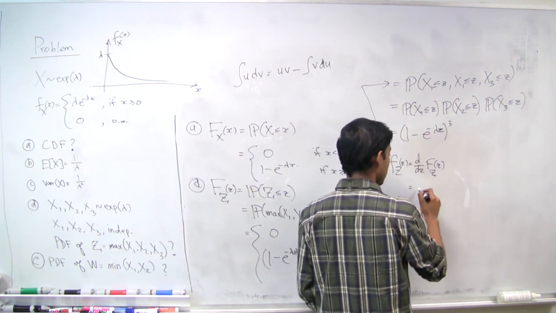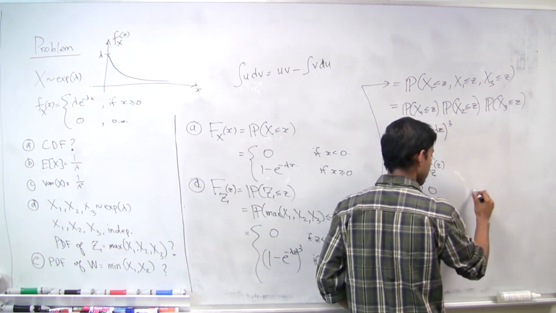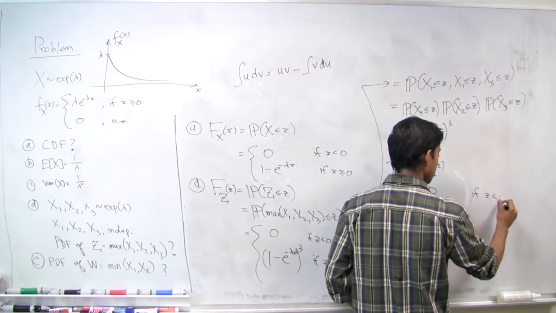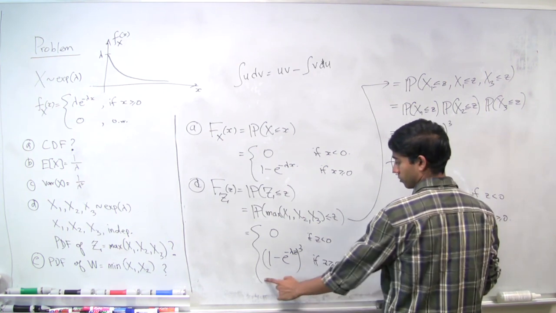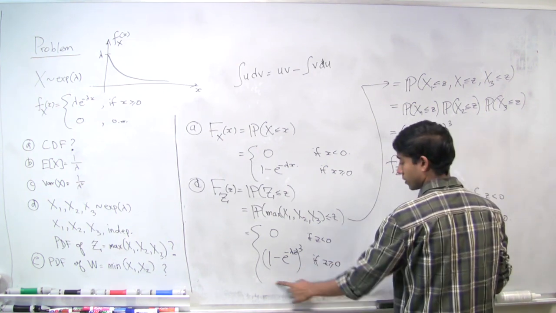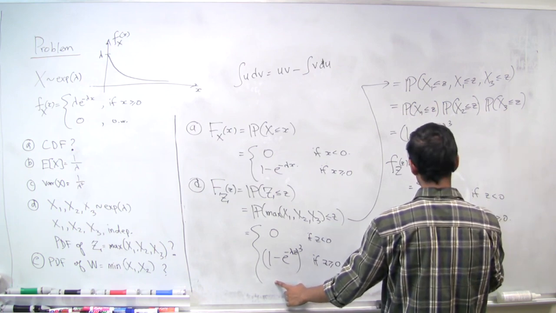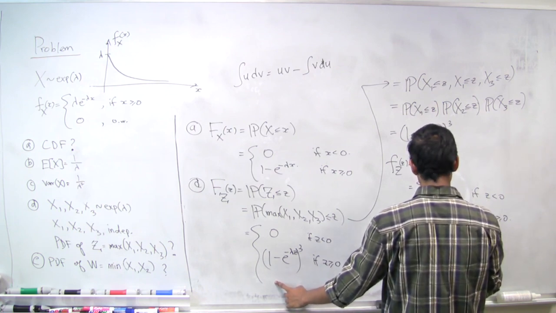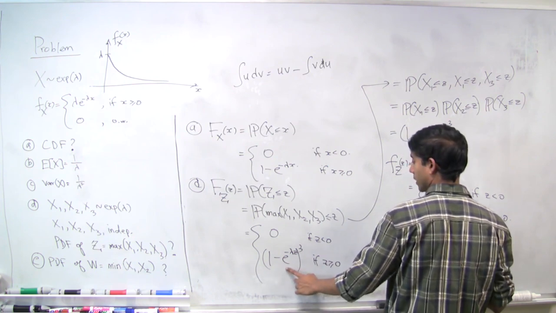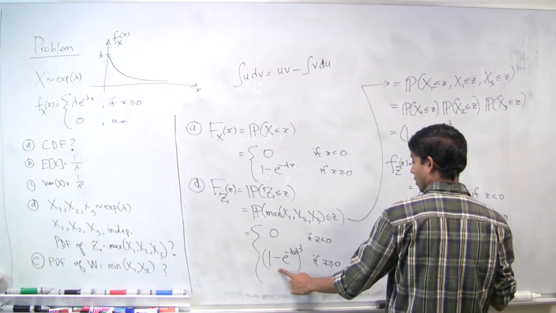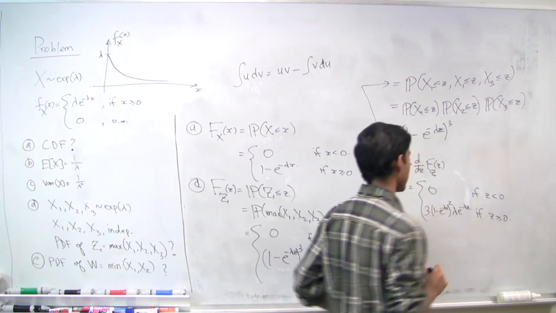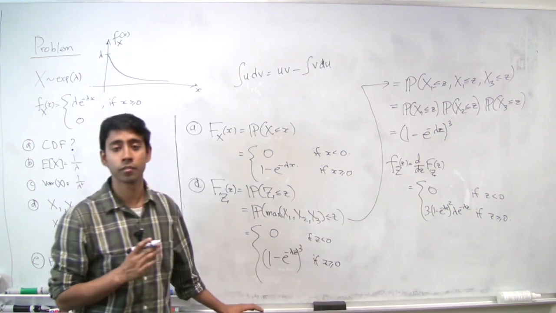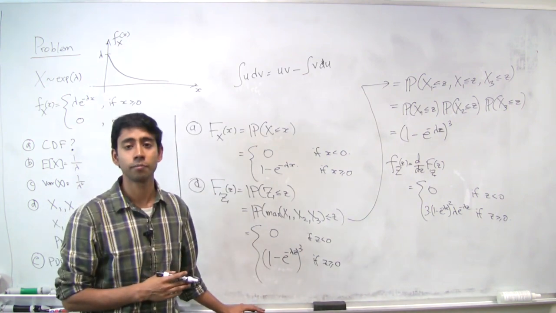It's going to be 0 for z less than 0. For z greater than or equal to 0, it's going to be the derivative of this thing. The derivative of this thing is, by chain rule, 3 times 1 minus e to the minus lambda z, squared. Then the derivative of negative e to the minus lambda z, that's just lambda e to the minus lambda z. Okay, there we go. This is the PDF we were looking for.